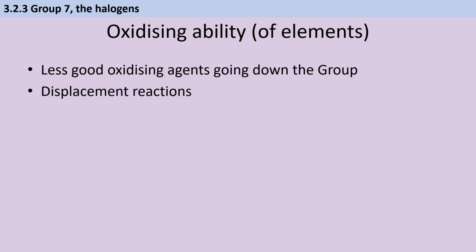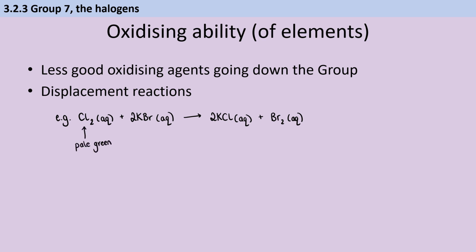The more reactive higher up halogens are able to displace the less reactive lower down halogens from their compounds. So for instance, chlorine in the form of chlorine water can displace bromine from potassium bromide. Chlorine water is a very, very pale green, almost colourless, and in this reaction we would see an orange solution forming as the bromine water formed. If we repeated this process with potassium iodide instead, we'd see a darker brown solution forming.